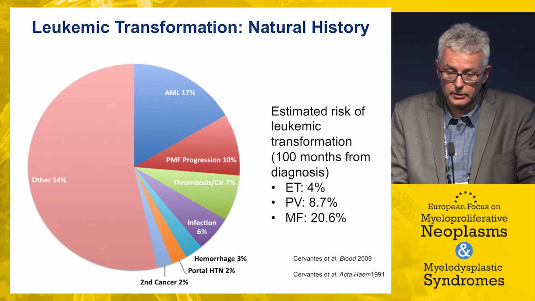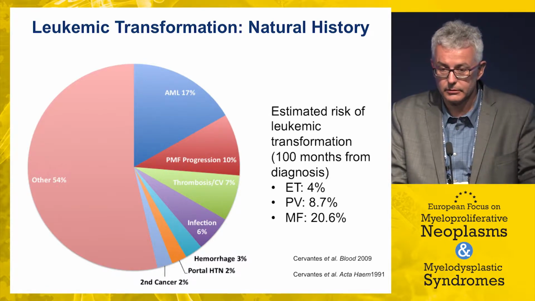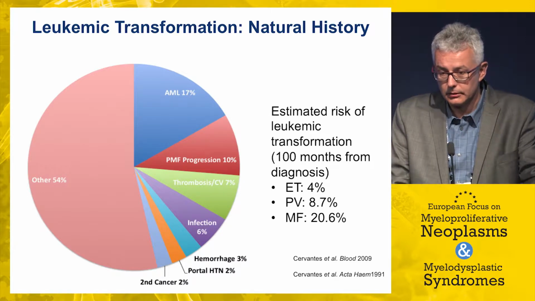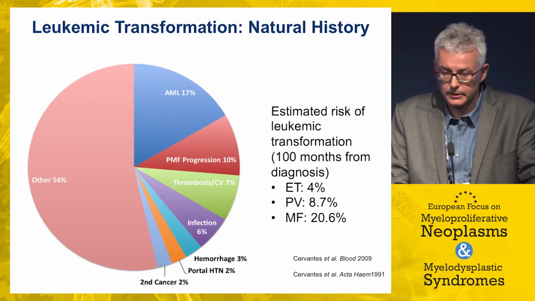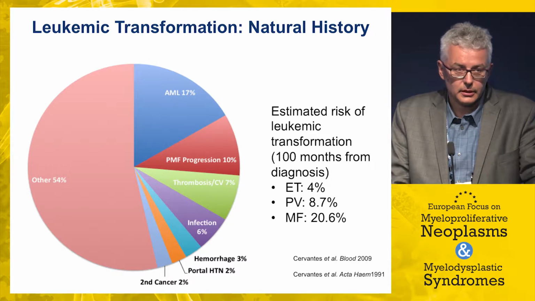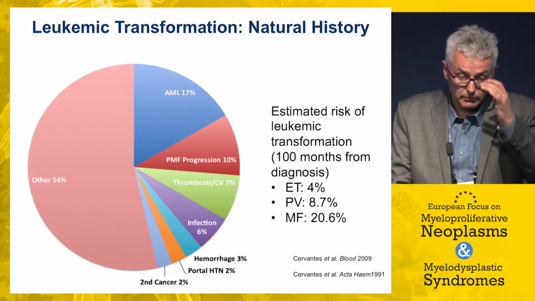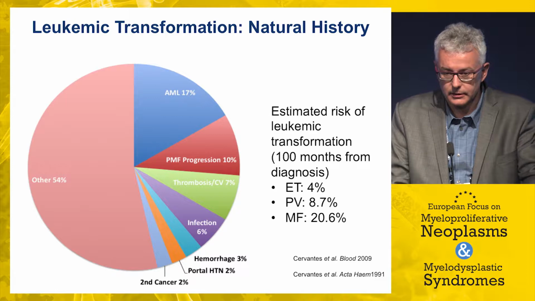But as a single most common cause, it is obviously of interest to try to prevent it, to treat it, or to understand it so that we develop new therapies. And it is not as common in ET and PV as it is in myelofibrosis. We all know that. The summary is on the right side.